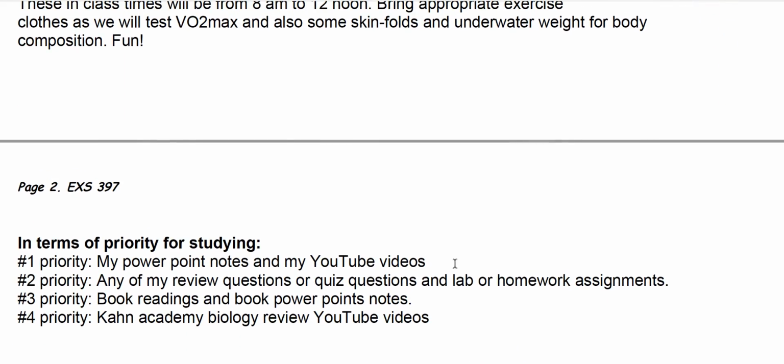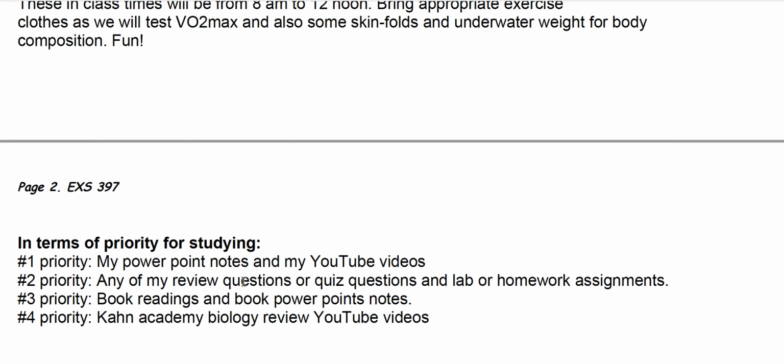There's a lot of material in our class, so I think of these as priorities. Number 1 priority would be my PowerPoint notes. Some I've copied from the textbook and some I've typed out myself. And then I've made short little videos to help you with those notes. So those would be number 1 priority. They're from information that I think is important in the book.